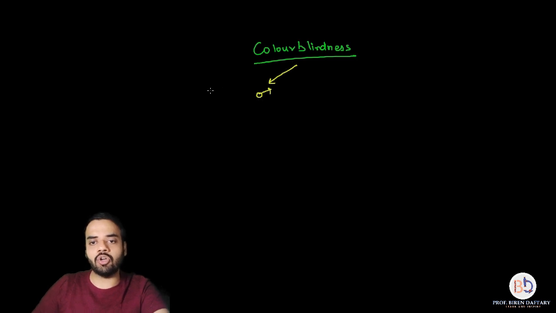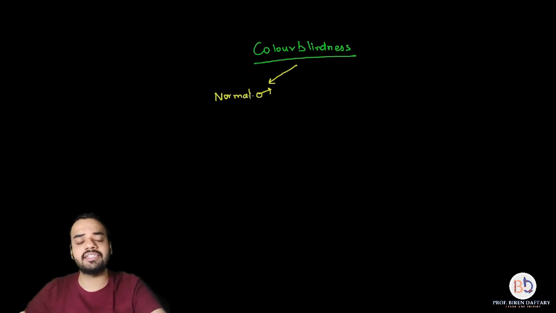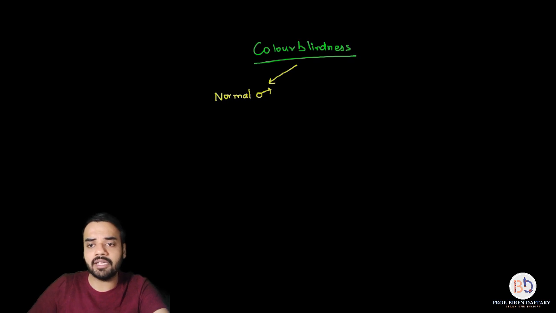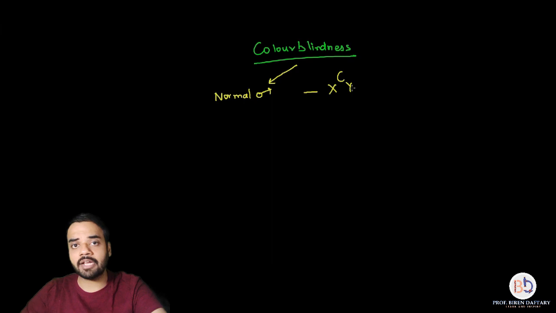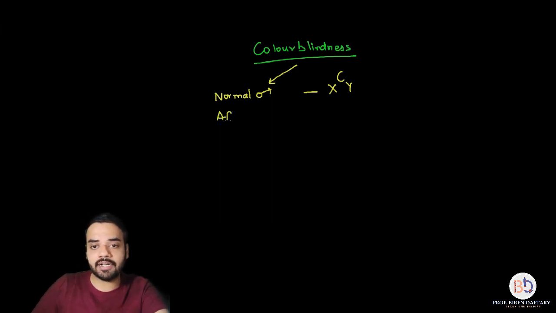So the normal male, if I want to write down the genotype, and I represent the disorder with the letter small c, then the normal male will be X capital C Y. Please make sure when you are writing down capital and small c, because both the letters look similar, try to make some sort of a mark on one of the letters. Otherwise you might get confused whether you have written down a capital letter or a small letter.